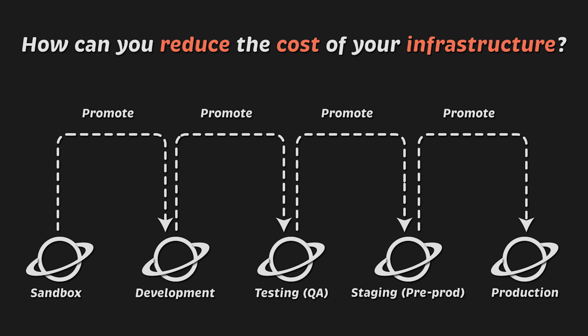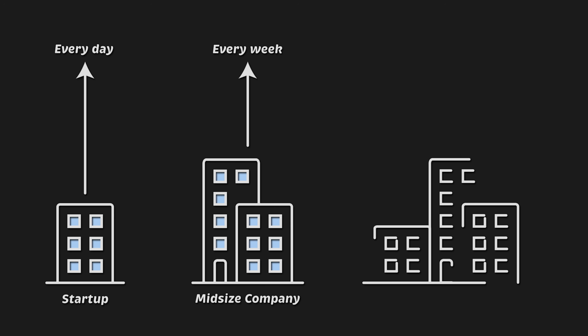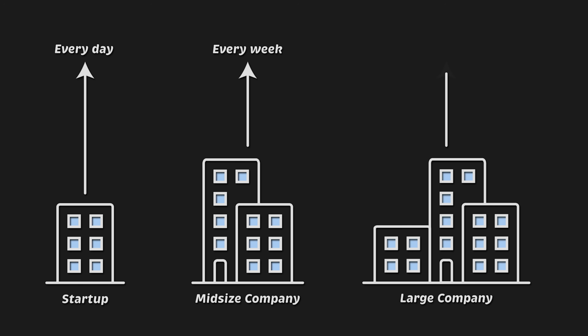Sometimes you don't want to spend a lot of money maintaining many different environments. So how can you reduce the cost of your infrastructure? Also, different companies have different release cycles. For example, some might deploy to production every day or even multiple times a day. It's rare, but it happens. Other companies may deploy to production every week, others every month, and so on. It heavily depends on the type of software you develop and internal policies.